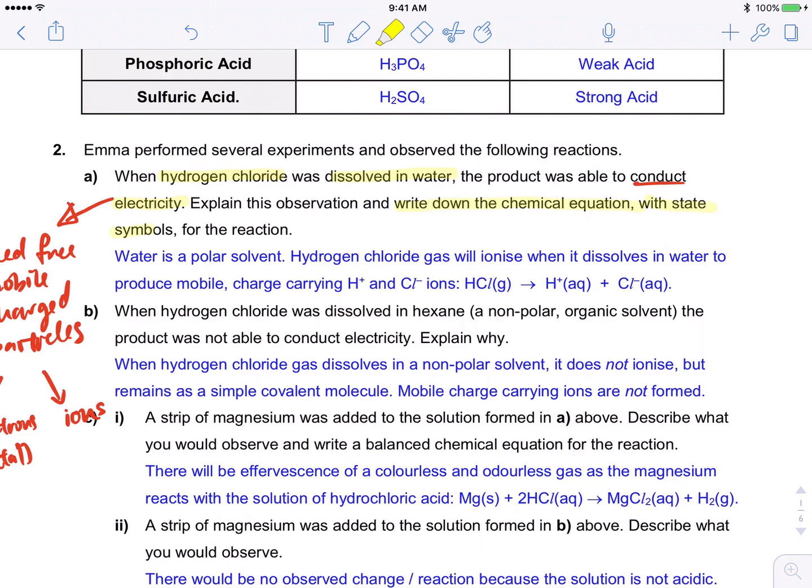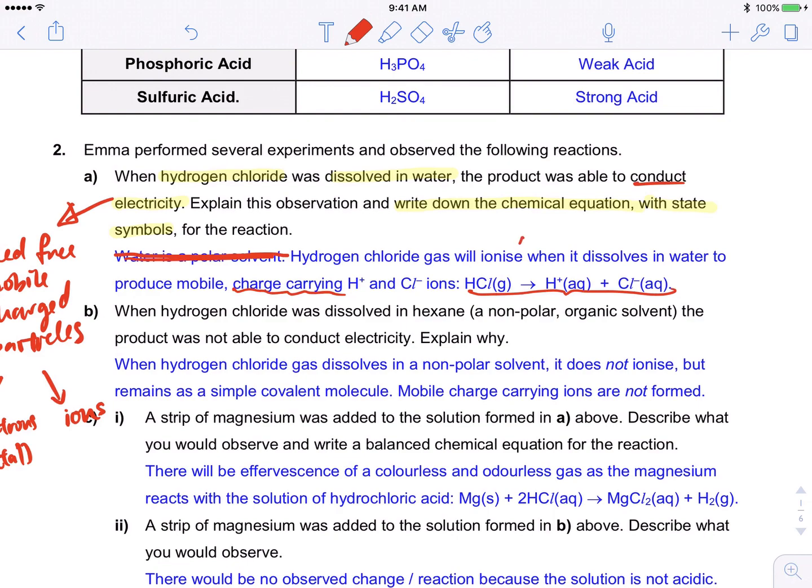with state symbols. Whenever the question asks you to write something with state symbols, the state symbols will also constitute a mark. This part on water being a polar solvent is not required for you to know. So what you need to write is hydrogen chloride gas will ionize when it is dissolved in water to produce mobile H+ and Cl- ions. You don't need to write charge carrying also. Okay, and this will be the equation.